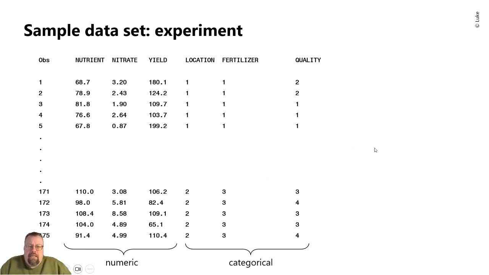The example dataset that we will mostly use in this section is this one. It's called experiment, and it has several numeric and several categorical variables. And here is a small sample of what the dataset looks like. Altogether, it has 175 rows, and for each row we have information on nutrient, which is a continuous variable. We have nitrate, which is also continuous, and we have yield, which is also continuous. And then we have three categorical variables. There's location, which has two different locations available, fertilizer with three levels, and quality with four different quality options.